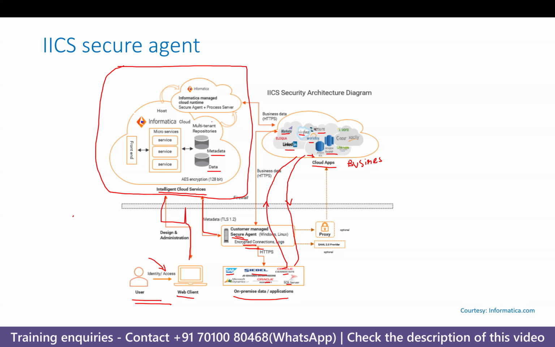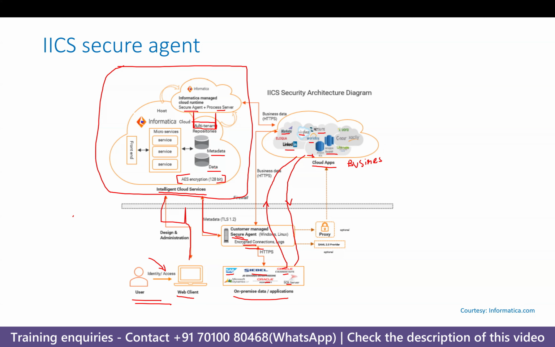Data will get stored. So they will have the cloud secure agent also, on-prem secure agent, cloud. So the cloud secure agent, they will run it. Sometimes we can run Informatica by using the cloud secure agent also. So here we have the process server and secure agent. We have different microservices, and it will use AES 128-bit encryption to move the data and everything. So it's nothing but a multi-tenant repository.